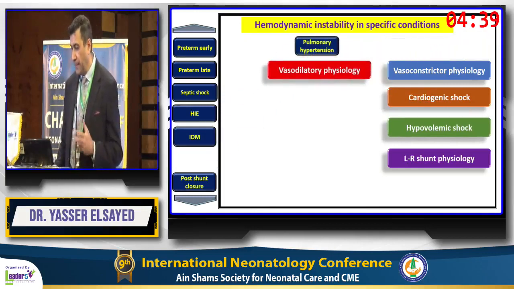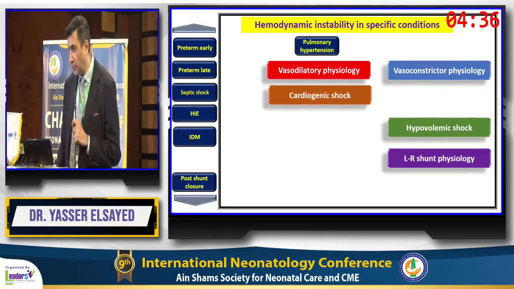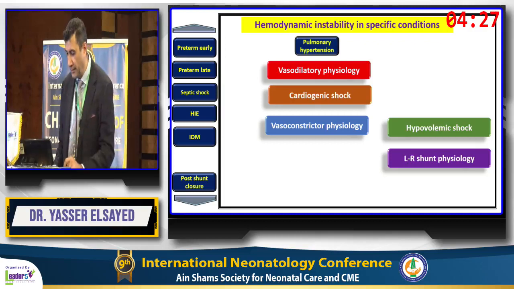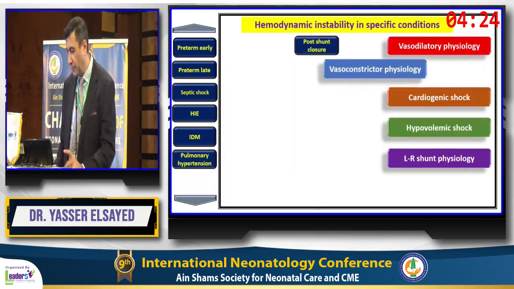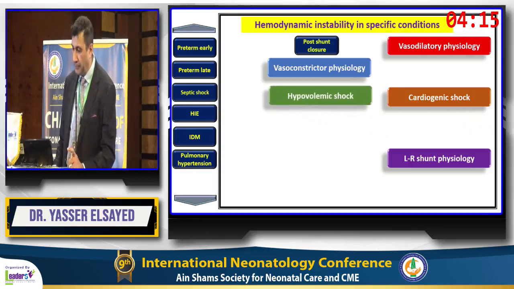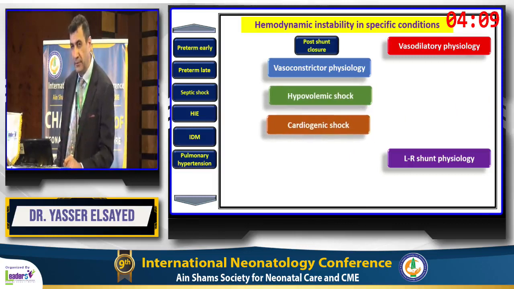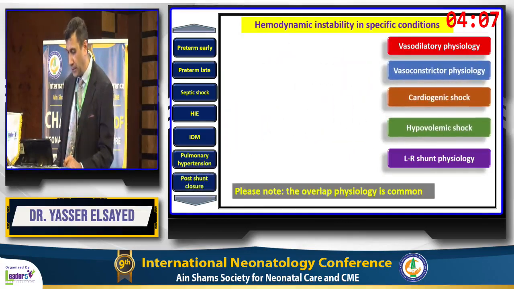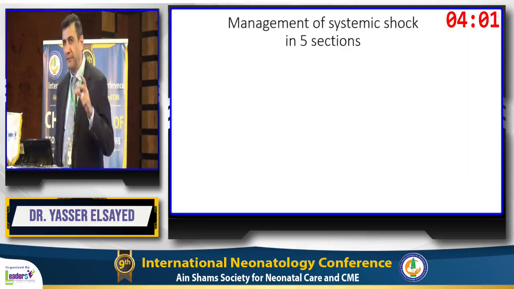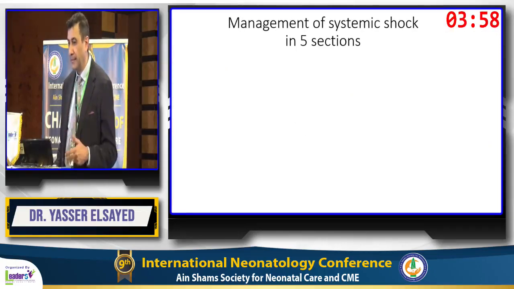In pulmonary hypertension, vasodilator physiology is the most common. Cardiogenic shock might also happen if you have LV and RV dysfunction, and vasoconstrictor physiology might be associated. Then you need to select your medication, again, based on the underlying physiology. Post-PDA closure, vasoconstrictor physiology is the most common; the medication most commonly used for post-PDA ligation syndrome is milrinone or dobutamine. In hypovolemic shock, you need to prime the heart with volume. And in late stages, if you are not considering treatment early, you may get cardiogenic shock. Remember that you may have more than one phenotype at the same time. So you may have vasodilator physiology with hypovolemic shock at the same time.